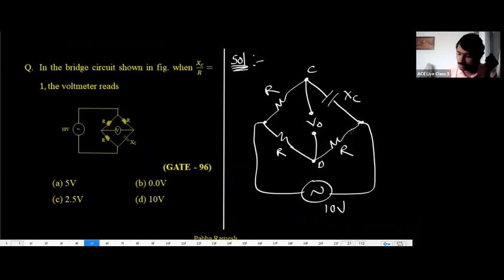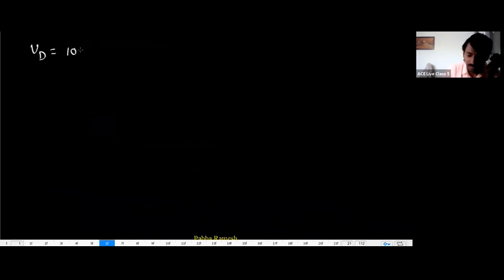Let us find out. Sir, let me find out VD first. What is VD? These two are in series I'm taking. I told you, in order to find this value, you need to take this as a series. So what is the value? Simply 10 into R by R plus R, that is 5 volt. Clear?